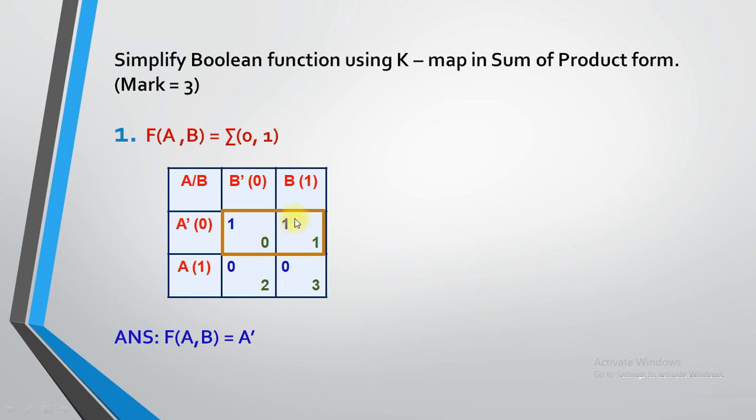After that, you need to form a group. A group may be of 2, of 4, or of 8. The group of 2 is known as a pair, the group of 4 is known as a quad, and the group of 8 is referred to as an octant. And now over here there is a group of 2. After creating a pair, the next step is the simplification of the Boolean function.